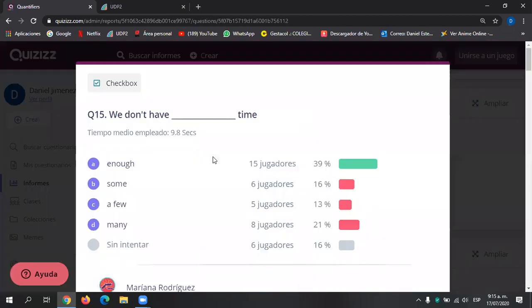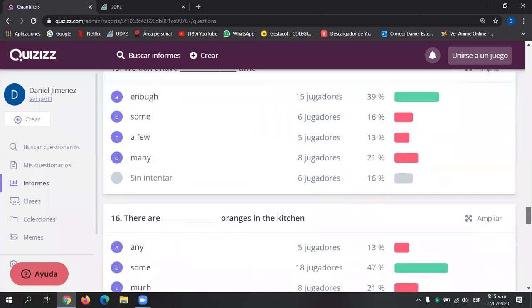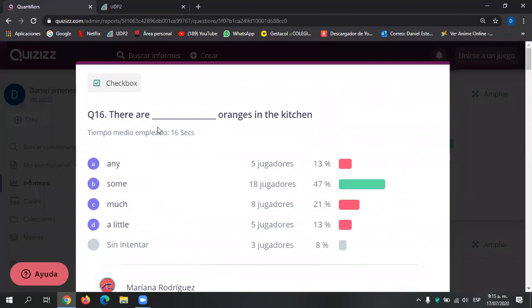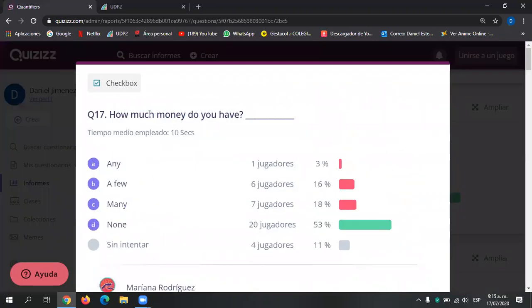Well, number 15, we don't have enough time. Tiempo, suficiente tiempo. We don't have enough time. Number 16, there are some oranges in the kitchen. That was very easy. How much money do you have? En este caso, pues la respuesta sería nada. Y nada, pues se dice no one.